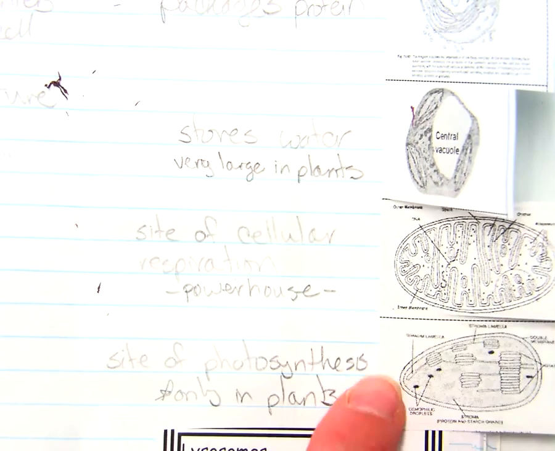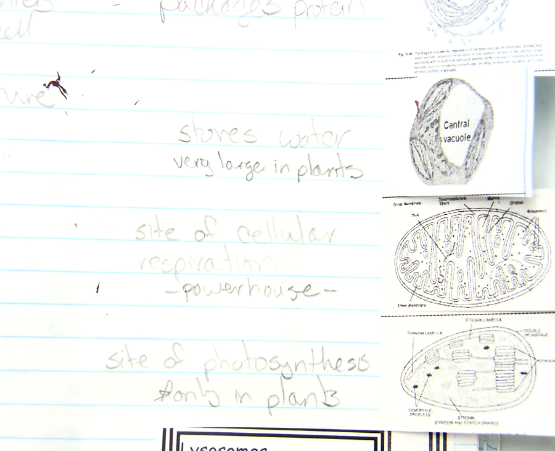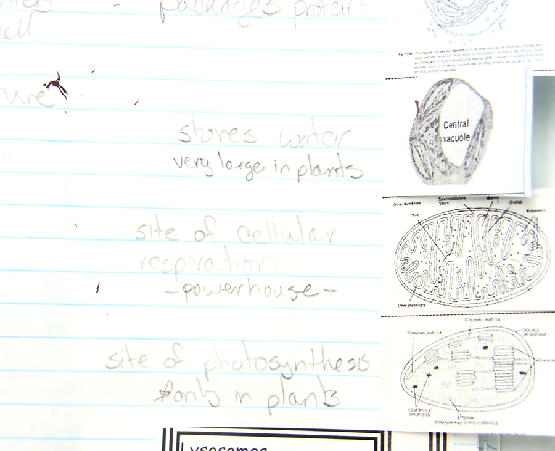Our next, the chloroplast. This is where photosynthesis occurs. Photosynthesis is what makes glucose and carbohydrates. Chloroplasts are only going to be found in plants.